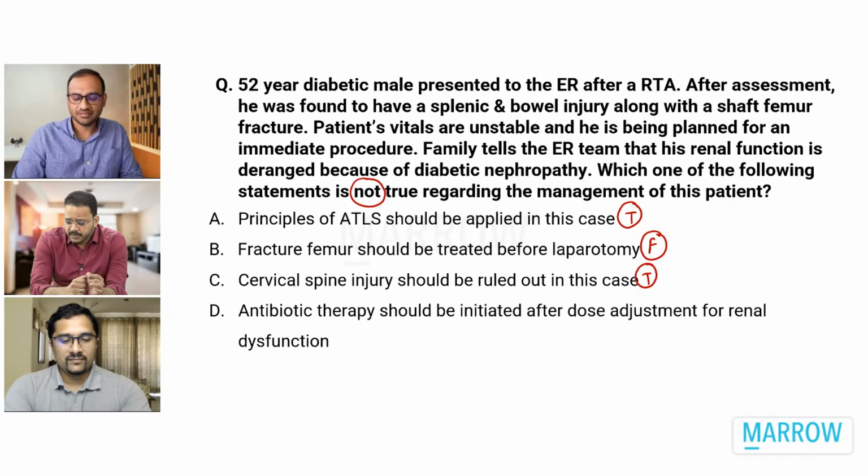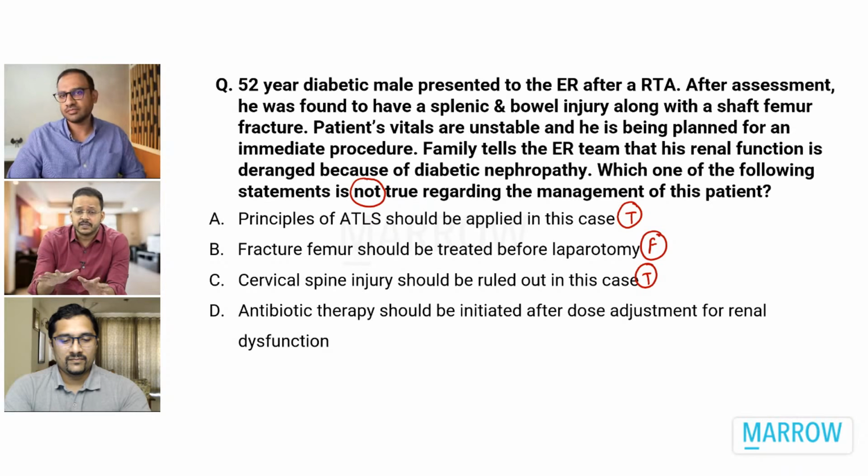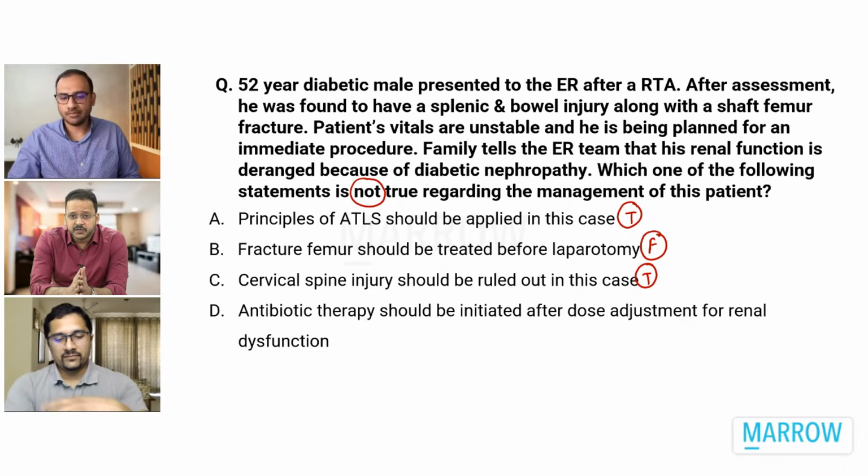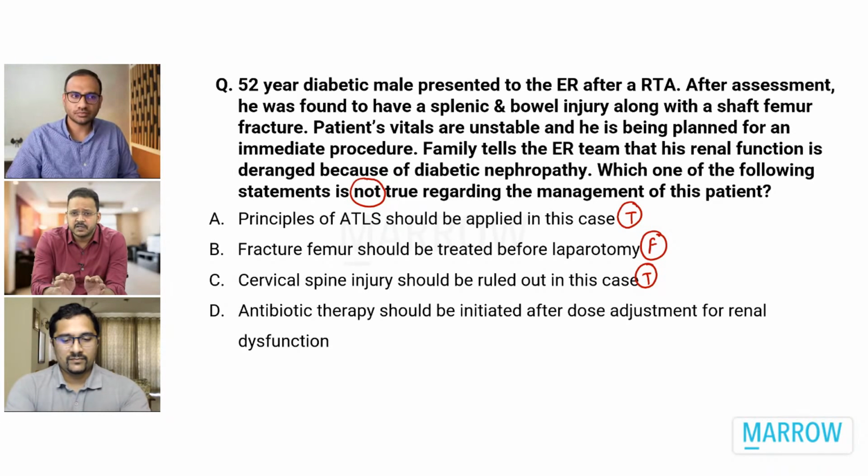Now, the problem here is the patient is having diabetic retinopathy, diabetic nephropathy, which means what? GFR is altered, it is decreased. So obviously dose adjustment has to be made in renal function for cefazolin, because cefazolin has renal excretion purely. Metro, on the other hand, you can give at same doses because it has both renal and liver elimination. So yeah, option D is correct, guys. Antibiotic therapy should be initiated after dose adjustment for renal dysfunction, particularly for cefazolin.